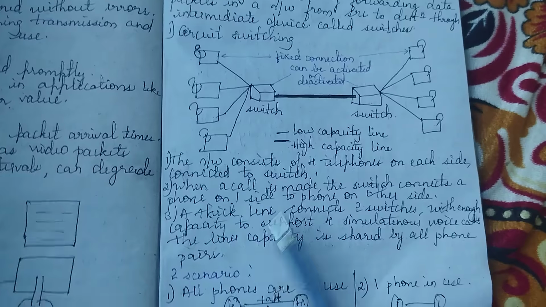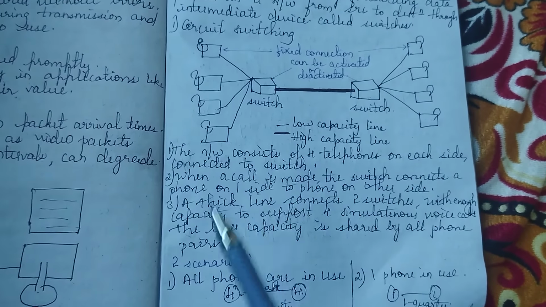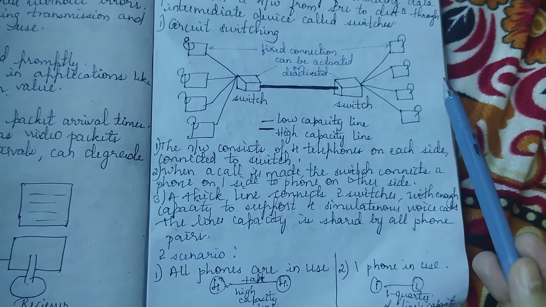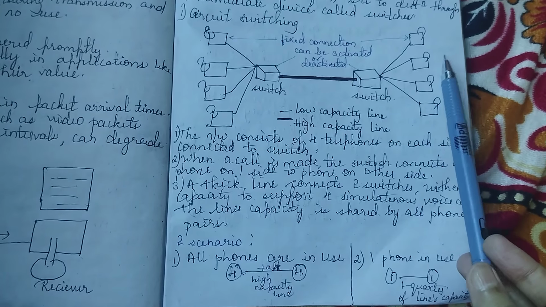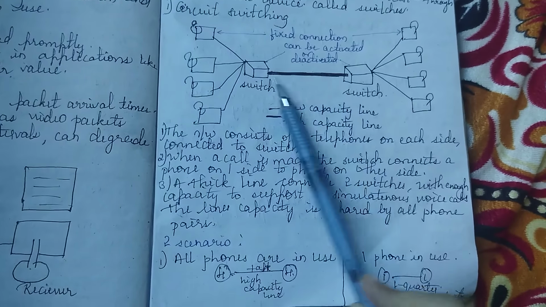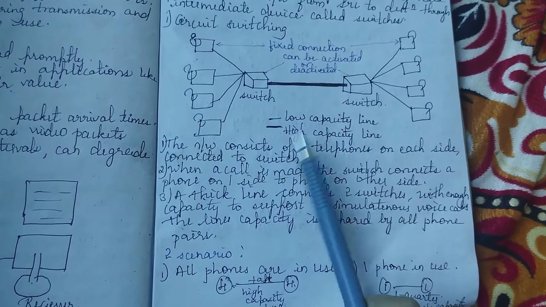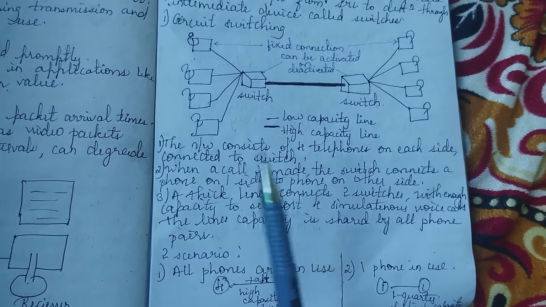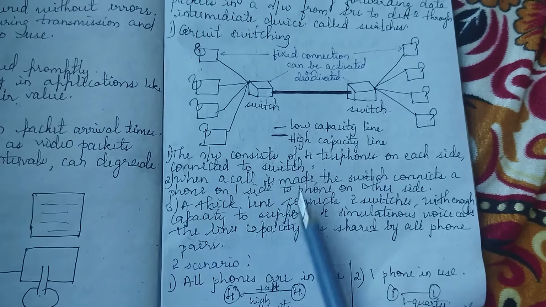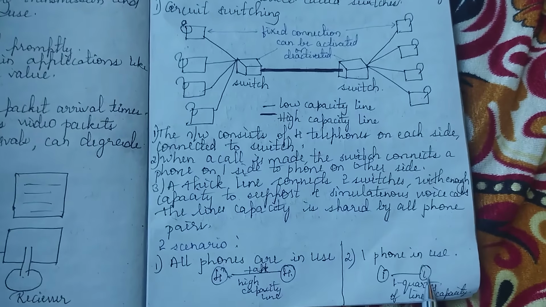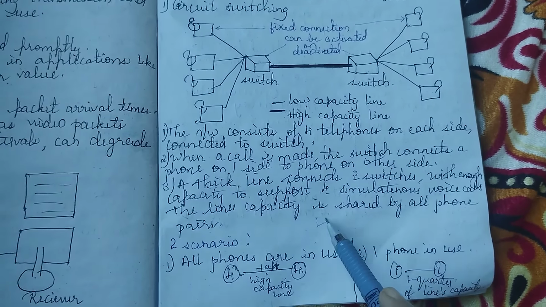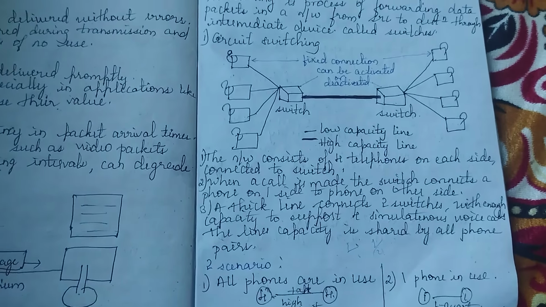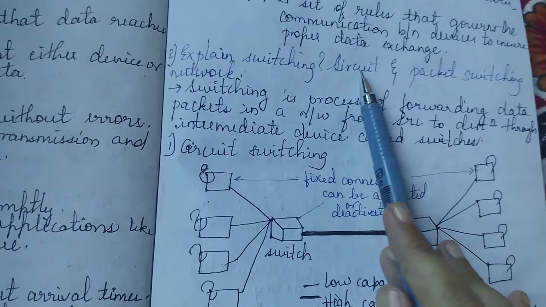Now come the two scenarios. First, maybe all these 4 persons are calling another 4 persons. In that case, we will make use of the high capacity line, remember it. And similarly, if only one person is calling another person, then it is 1/4, or you can just say one line. 1/4 is nothing but, I hope you know, if the total is 4 and you are making use of only 1, it is 1/4, right? So that's it. We have now completed circuit switching.